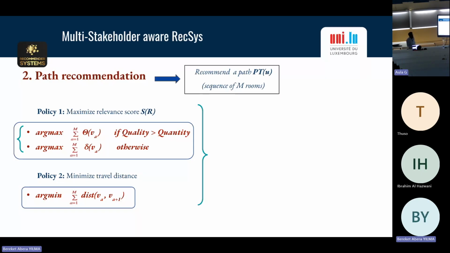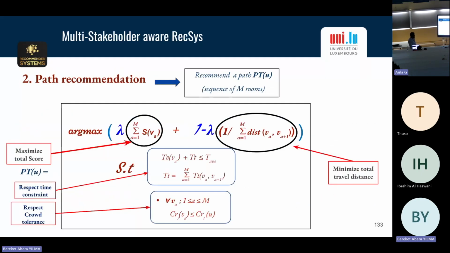So you have to come up with some way of quantifying this value. That's what the consecutive distance is doing here, of course subject to a set of constraints. Then we do a convex combination using this tolerance towards diversity and fatigue. You want to maximize the score of a path, and you also want to minimize the travel distance. And you have this lambda parameter coming from the user: are you tolerant to walking too much to get good recommendations or not? And it is subject to, of course, time and crowd tolerance.